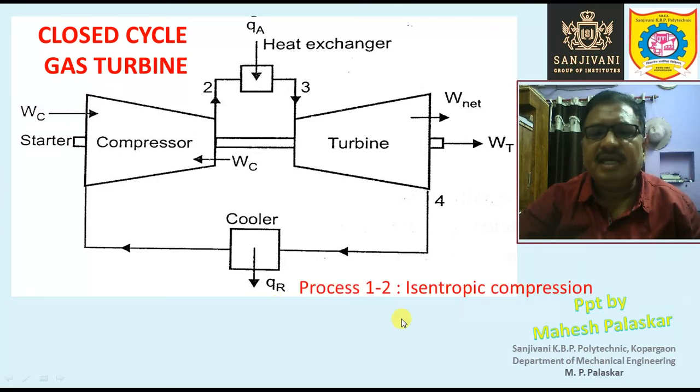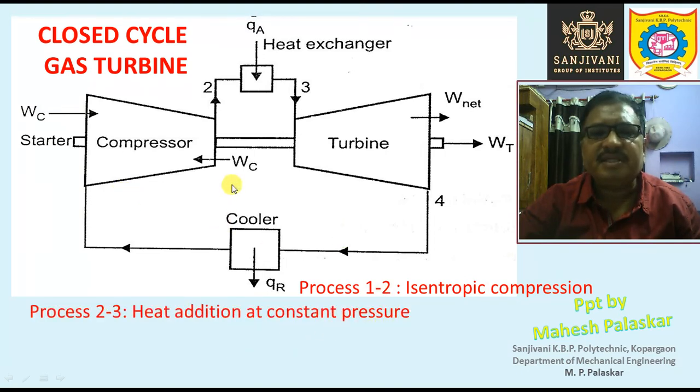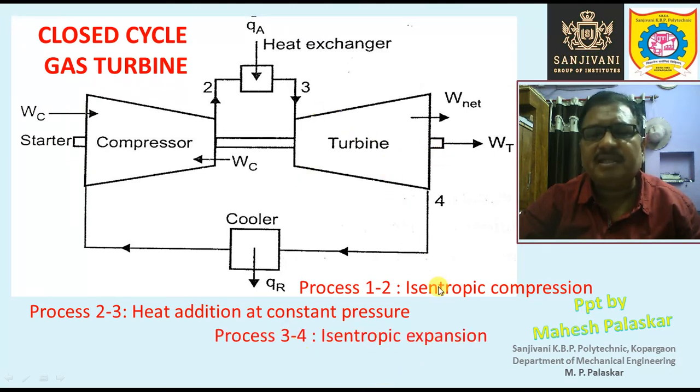So here again we can see that process 1-2 is isentropic compression, 2-3 is heat addition at constant pressure. So this is 2-3, heat is added in the heat exchanger. And there is a combustion chamber also, but the heat is added in the heat exchanger, and that is the process 2-3. Then the process 3-4 is isentropic expansion, and it takes place in the turbine, and due to this expansion process we can obtain the mechanical power from the turbine. The turbine blades start rotating, and that gives us the mechanical work or mechanical power.